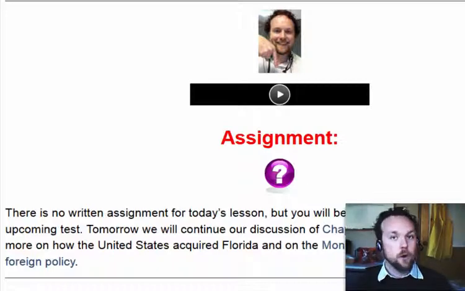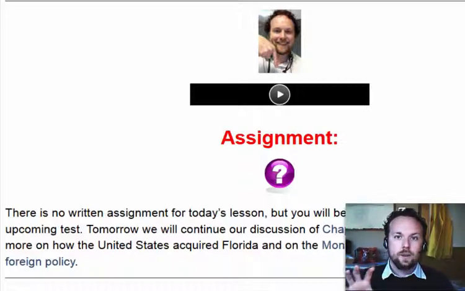Now, tomorrow we're going to continue our discussion of Chapter 11, Section 4, but we're going to focus more on how the United States acquired Florida, as well as the Monroe Doctrine, which came out of this and kind of changed U.S. foreign policy. And a lot of that was in response to these new nations gaining their independence. So it's all going to tie together.